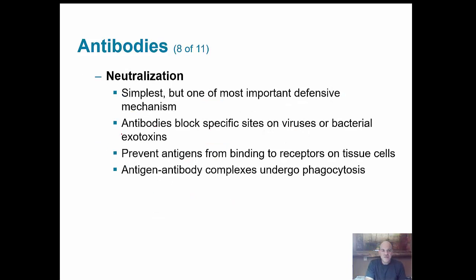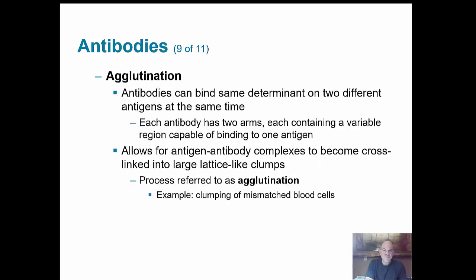Neutralization is the simplest one, but it is the most important defensive mechanism. Here the antibodies neutralize bacteria or virus by blocking very specific sites. So these might be sites on the virus that the virus uses to help enter the host cell. So that blocking prevents binding of those receptors on tissue cells. And the antigen antibody complexes that are produced can undergo phagocytosis and be taken up by phagocytes.